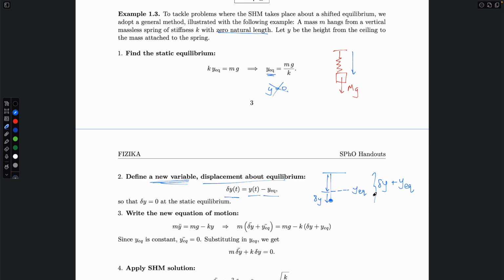And so we can rearrange. If we call the length from the top to the bottom y, then we just get delta y equals y minus y_eq, which is what we see over here. And why is this useful? Because this becomes a problem that we know very well.